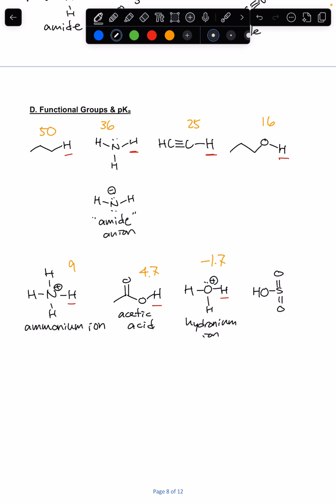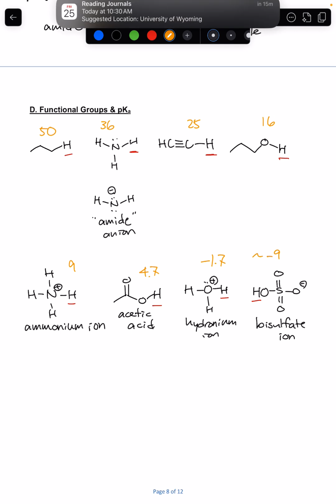And as far as we're concerned in organic chemistry, one of the strongest acids we might consider would be that on a sulfuric acid or a bisulfate ion. This is around a pKa of negative 9. So it's much stronger than hydronium ion, even. Okay, so those are the pKa's I want you to be aware of.